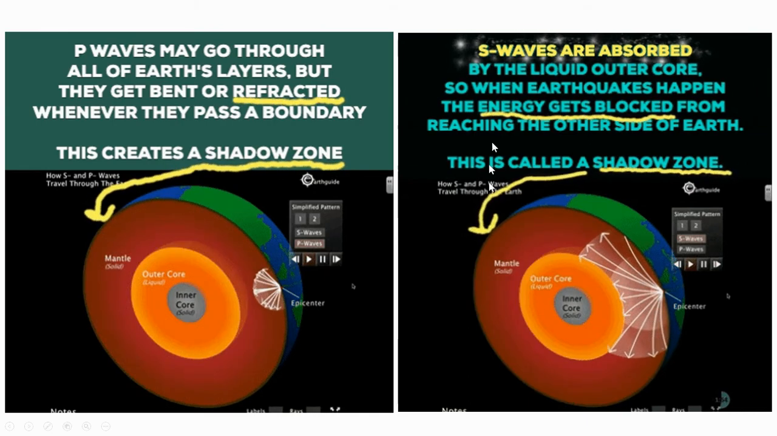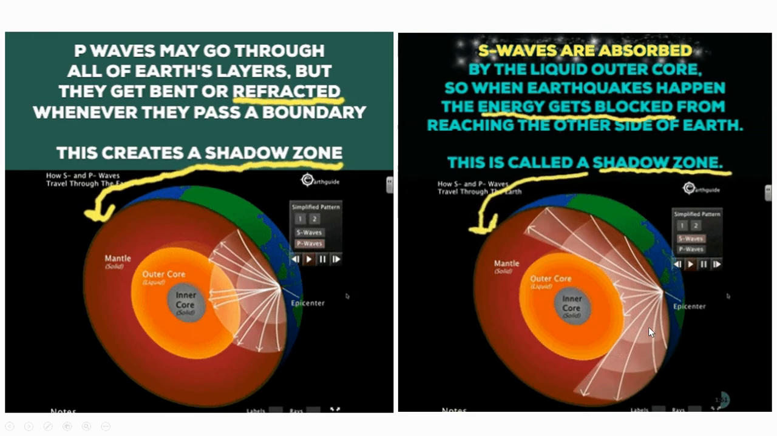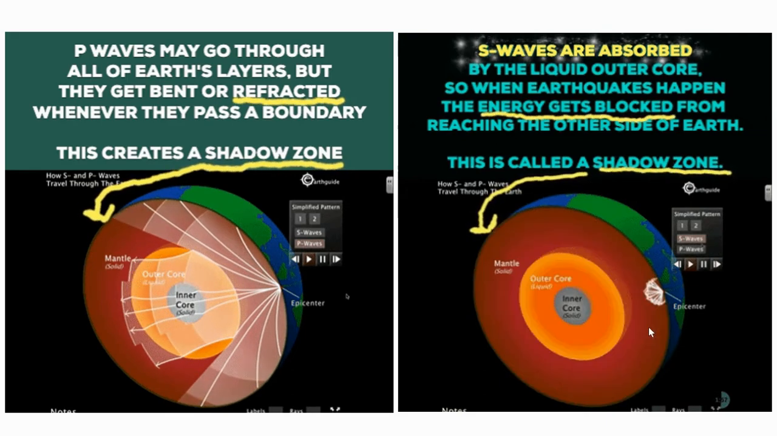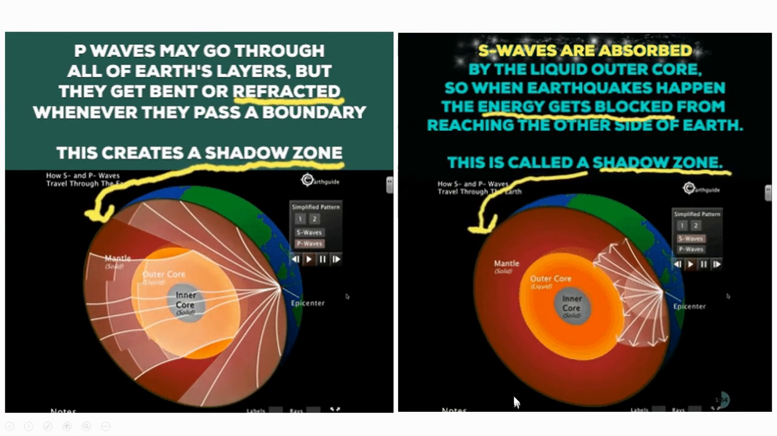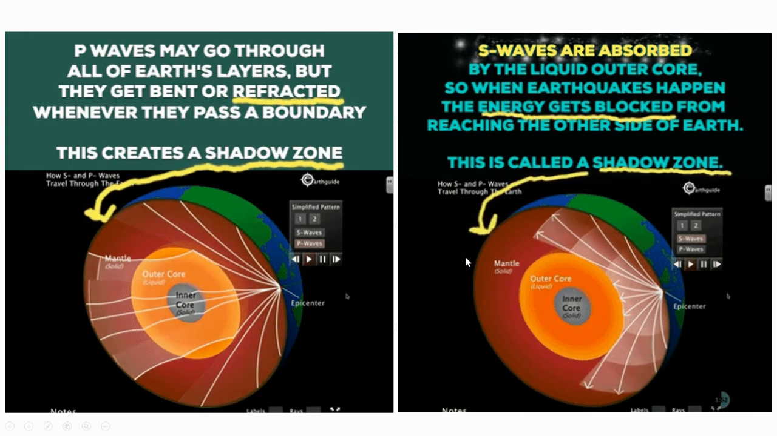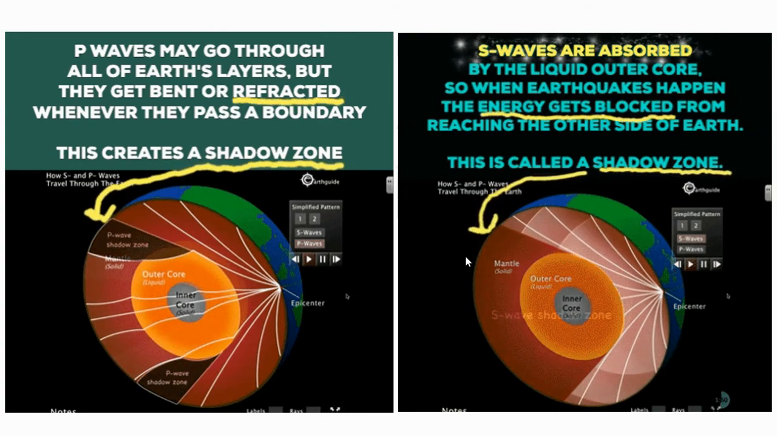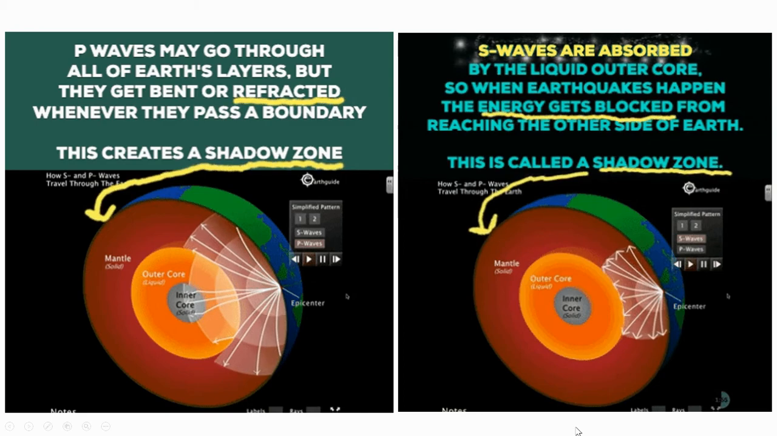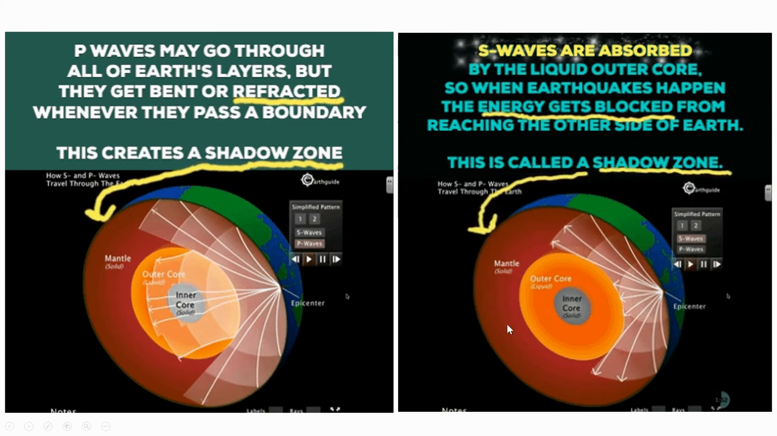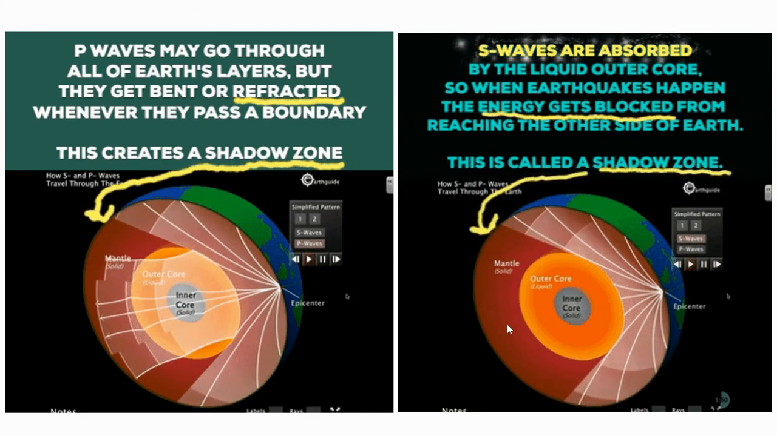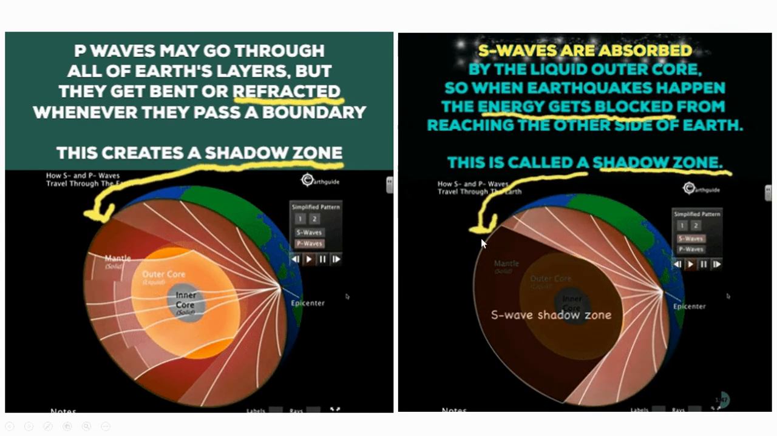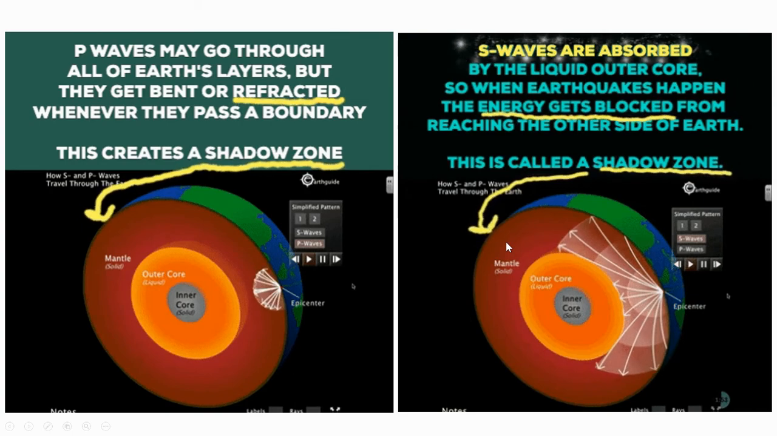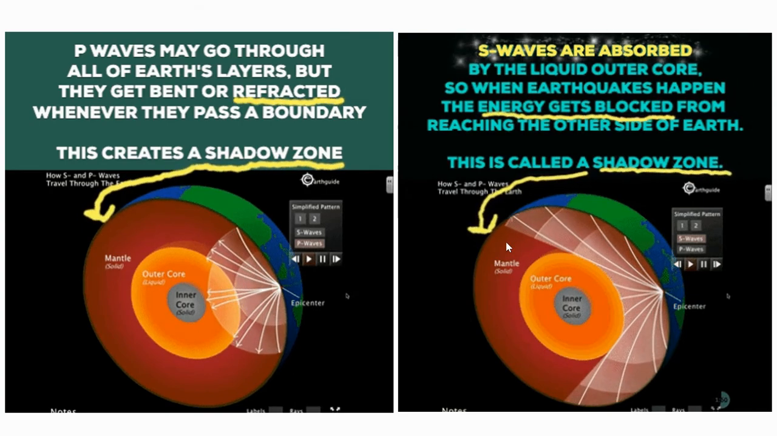Now on the right side, we're looking at S waves. For S waves, there's a much larger shadow zone. The shadow zone is just the area where we would expect to see S waves if the Earth was solid, but we don't see them there. So we have this large shadow zone, okay? And that large shadow zone is blocked, we believe, by the liquid outer core, okay? So there's a visual aid of it.